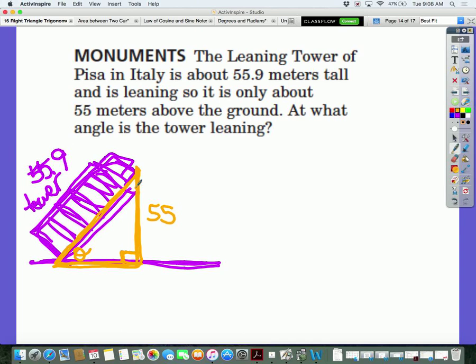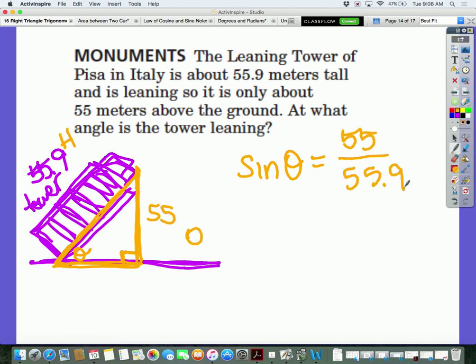Questions up here. Which trig ratio? Opposite over hypotenuse, so this is sine of what? What goes beside sine? Theta. That's my angle. 55 over... opposite over hypotenuse. Am I going to end up multiplying, dividing, taking the inverse? What am I going to do here? Inverse. Inverse is fine, because I'm looking for an angle. You always use inverse when you're looking for an angle.